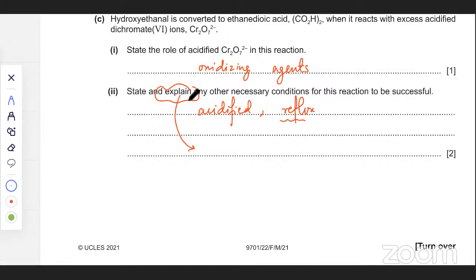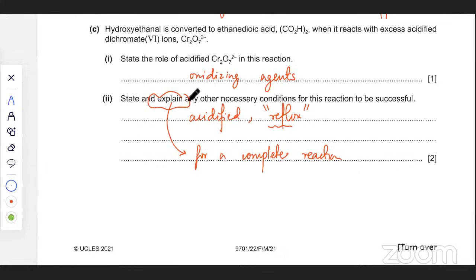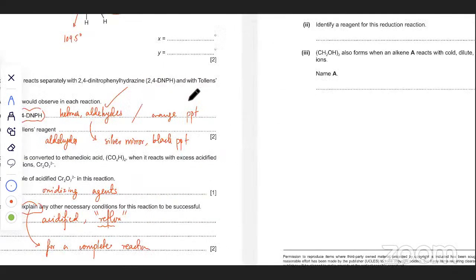When you're refluxing, nothing can get out of that. It's the container, nothing could actually be removed from that. So the explanation is for a complete reaction or full oxidation. You don't want anything to escape from the container. So put a condenser on top, so anything that escapes condenses back and falls into the container. So for a complete reaction. Then I think that's the last part.